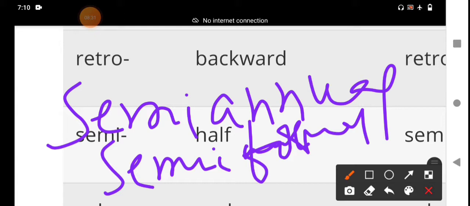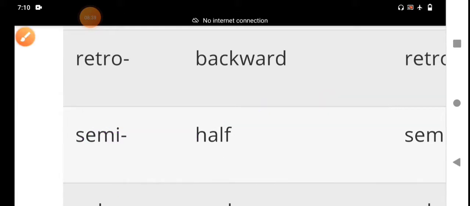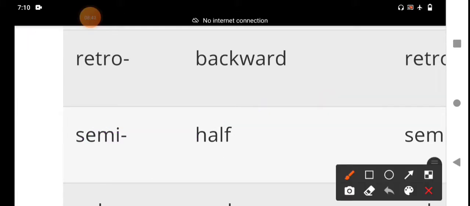Semi-formal means moderately formal. It is neither formal nor informal. That is the meaning of semi-formal. And then we go to the semi-desert. We already know desert. An area that has some characteristics of desert, not completely desert. Desert is full of sand. It is not completely desert, but has some of the characteristics of desert. It is called semi-desert.